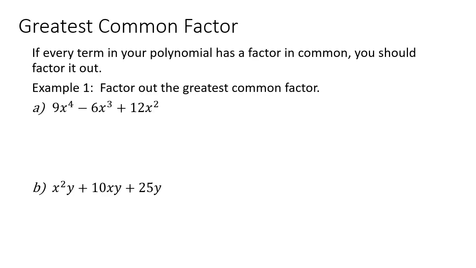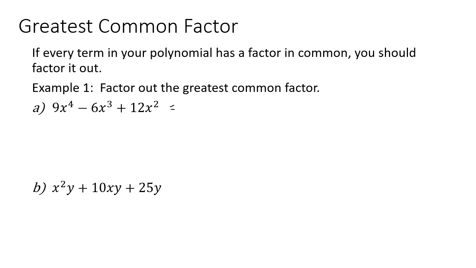So the greatest common factor method is pretty much exactly that. If you have a common factor between several or all of the terms in your polynomial, then you can factor it out of those terms. This is usually your go-to first step anytime you see you have a common term in every part of your polynomial. So in example 1, if we take a look at part A, we've got 9x to the fourth minus 6x cubed plus 12x squared.